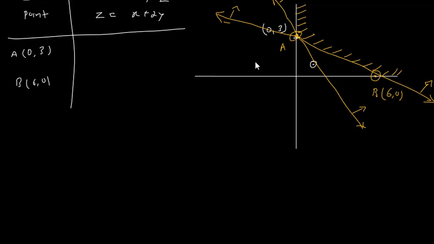Now at 0, 3 I will get the value of z as 2 into 3, which is 6, and at point B I will get z equals 6. So at both points A and B I am getting the value of z as 6. So z equals 6 we can consider as the minimum value.